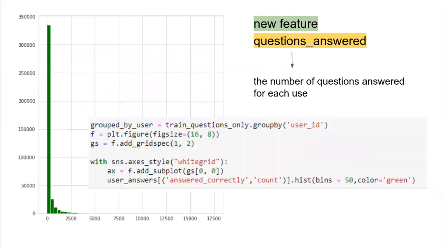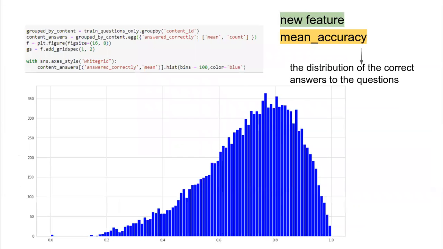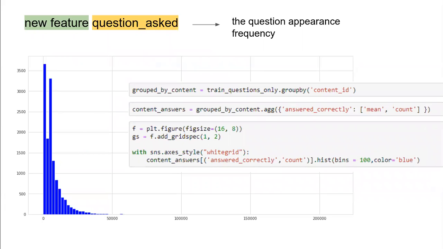The next feature is questions answered, which is just the number of questions answered by each user. And the next feature is mean accuracy. It's just the distribution of the correct answers to the questions. And the next feature is questions asked feature, which is the question appearance frequency. And you can see the distribution on the slide.